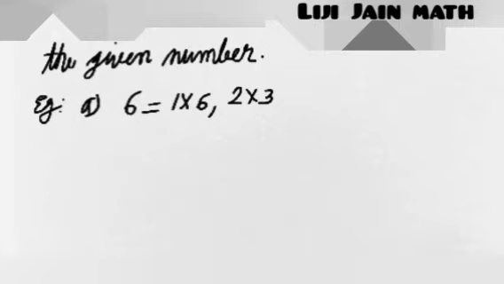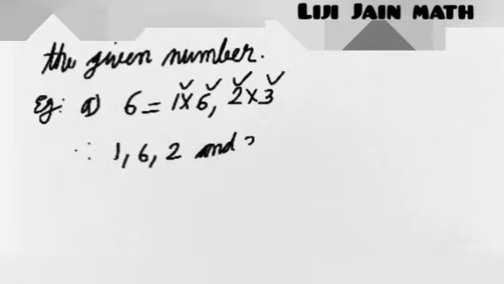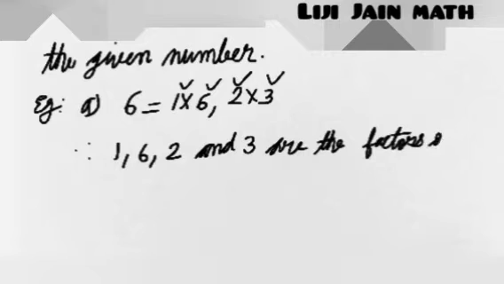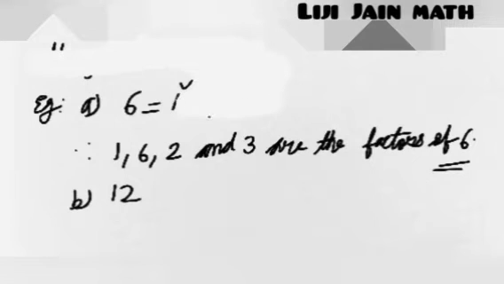So which are the factors of 6? From this it is clear that 1, 6, 2 and 3 are the factors of 6, isn't it? Therefore 1, 6, 2 and 3 are the factors of 6. Clear? Okay, let's try to do example B. The given number is 12. How can 12 be represented as the product of two numbers? Which are the ways for representing 12 as the product of any two numbers?